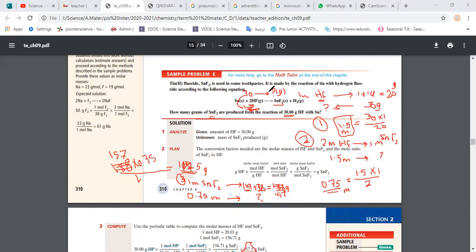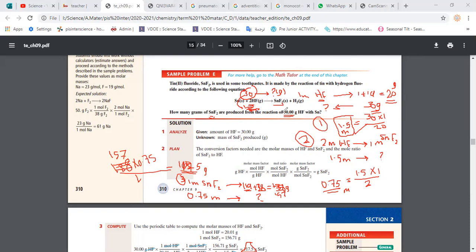First of all, we used the given amount in grams of a certain substance, which is hydrogen fluoride, and we converted these grams into moles. Knowing the molar mass of hydrogen fluoride, each mole represents 20 grams. So the 30 grams of hydrogen fluoride represent 1.5 mole. So that's the first step.